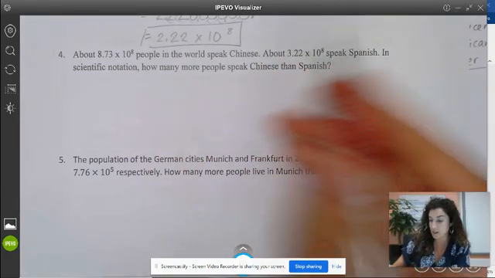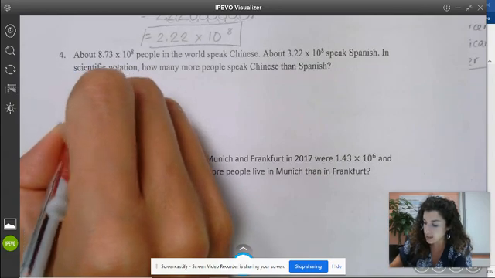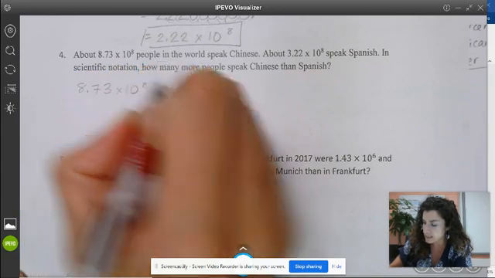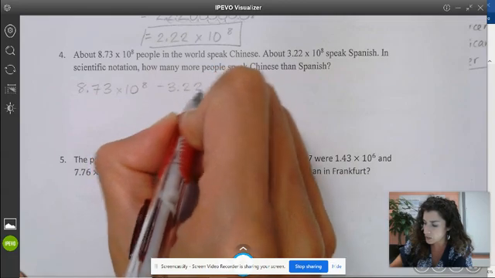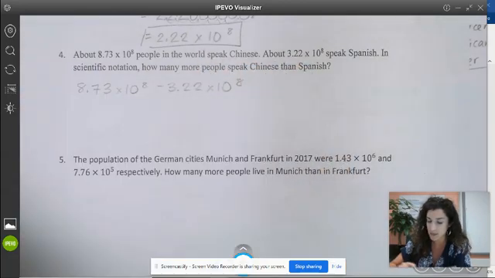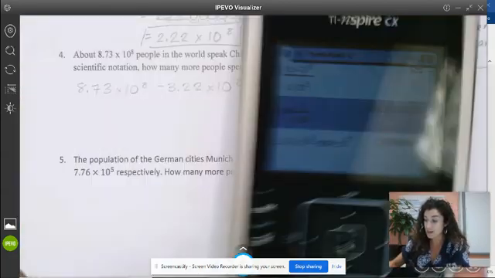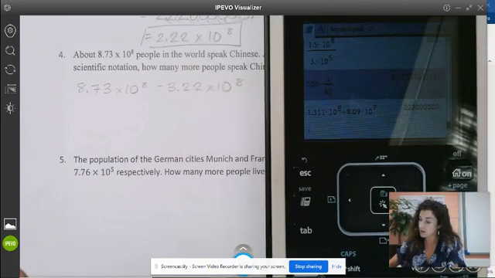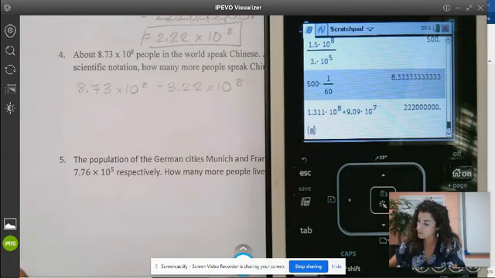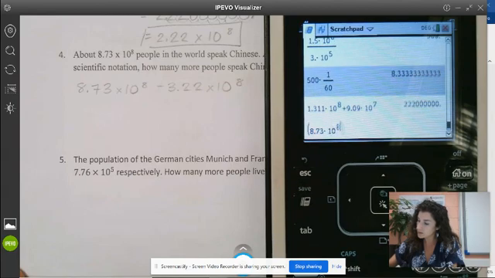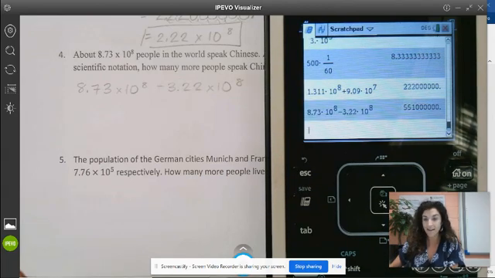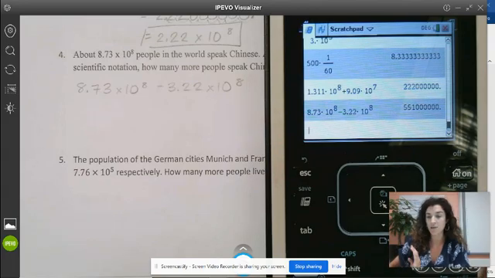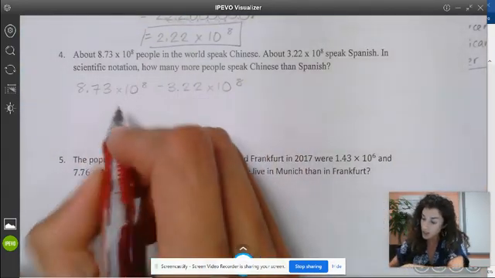We have more Chinese speakers than we have Spanish, so that's going to go in the front. 8.73 times 10 to the 8th minus 3.22 times 10 to the 8th. And I'm going to again put it in parentheses. Minus 3.22 times 10 to the 8th. And we get, again, not in scientific notation, write it out, and then we'll turn it into scientific notation.